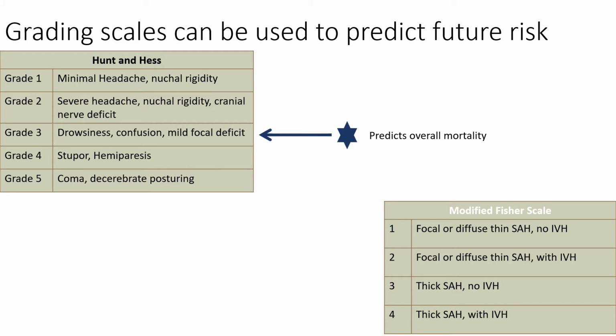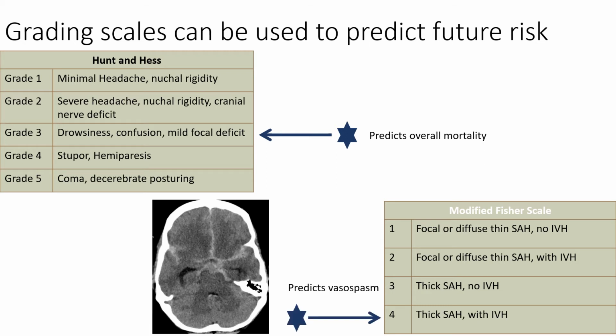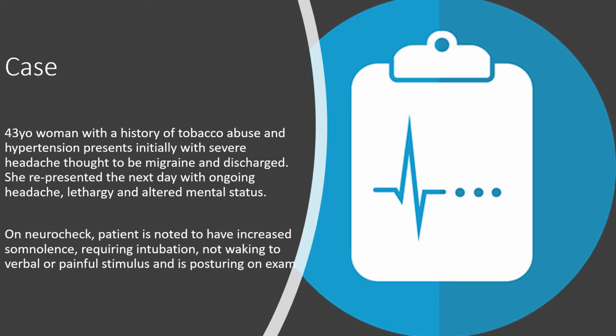The Modified Fisher scale, on the other hand, looks at the imaging to determine what the risk is for vasospasm. Our particular patient had thick subarachnoid hemorrhage as well as intraventricular hemorrhage, and so she is a Modified Fisher scale 4. Knowing that the patient has high risk for mortality and is high risk for vasospasm, we need to monitor this patient closely and look for any decline. In our particular patient, she suddenly has a worsening where she requires intubation and she is posturing. Her neuroexam has declined. And we have to figure out what is causing that decline.